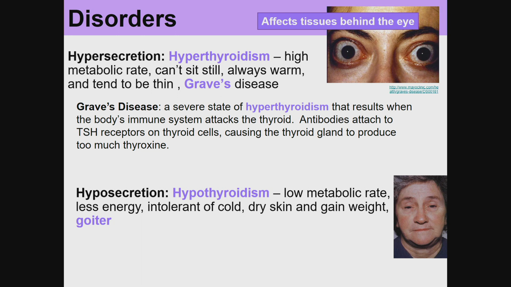Hyposecretion, called hypothyroidism, results in low metabolic rate, less energy, being intolerant of cold, having dry skin, and gaining weight. One kind of hypothyroidism is goiter.